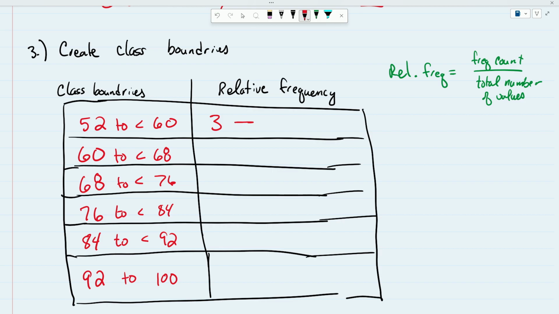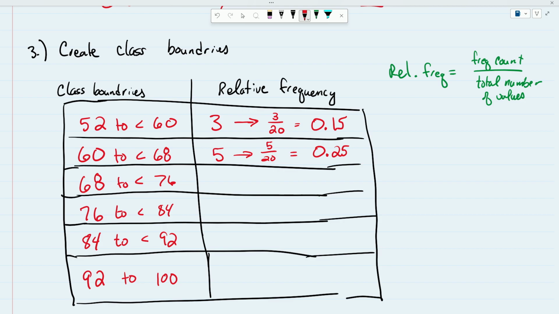And then to calculate my relative frequency, I'm going to take 3 and divide it by 20 because the problem said there were 20 test scores. So 3 divided by 20 equals 0.15. All right. And that's how we get the relative frequency. So I'll do the next one. So between 60 to less than 68, we're going to have 5 values. So to calculate the relative frequency for that, it's going to be 5 divided by 20, which is going to be 0.25. And we do this for all of the other classes that we have.